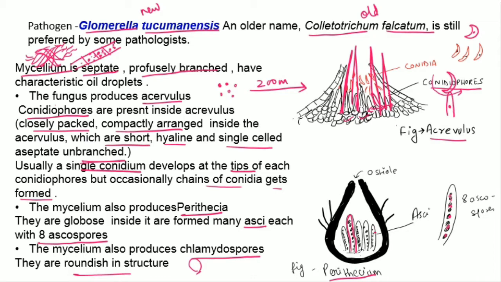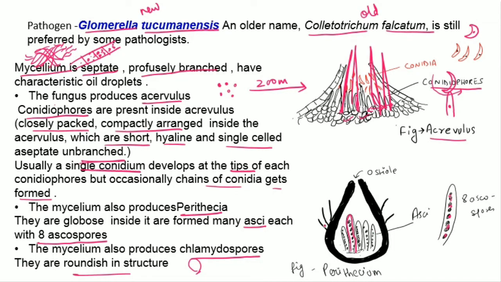Again, in the perithecium, apart from the ascus, there are also certain other structures that can be seen if you just type it in Google and see. Many acervuli, many perithecia, many chlamydospores develop in a mycelium.